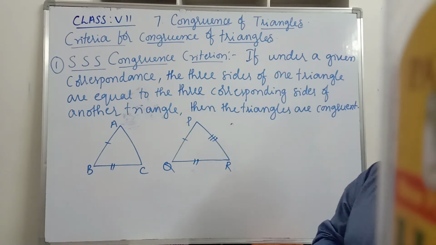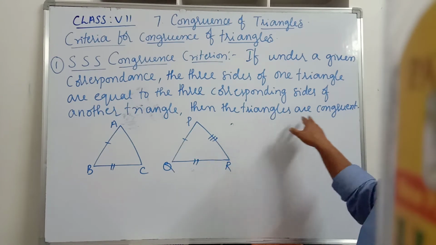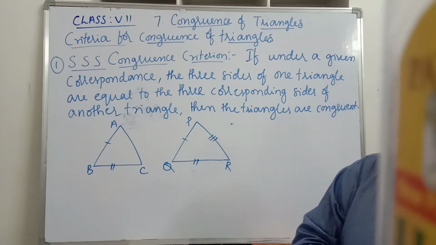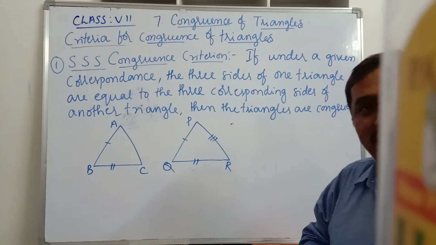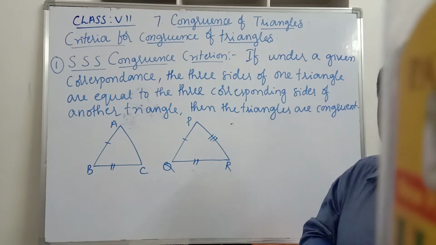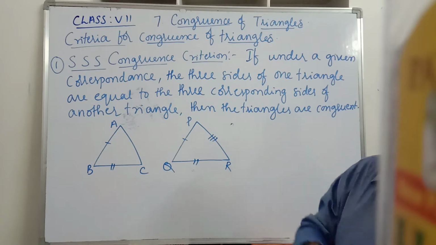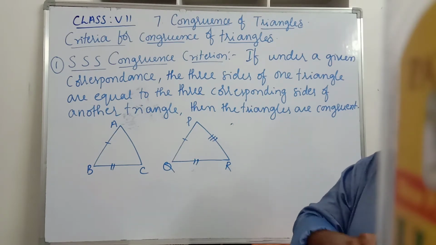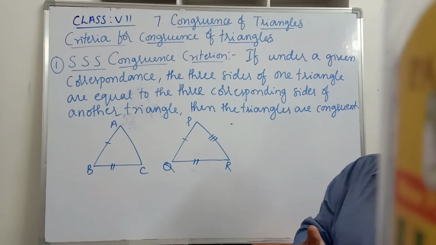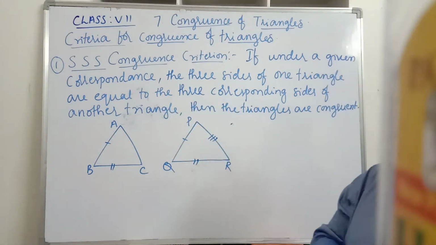So what are corresponding sides? We have studied in the previous class. Then the two triangles are congruent triangles. So what this statement says is that under a given correspondence, if the three sides of one triangle are equal to the three corresponding sides of another triangle, then they are congruent.